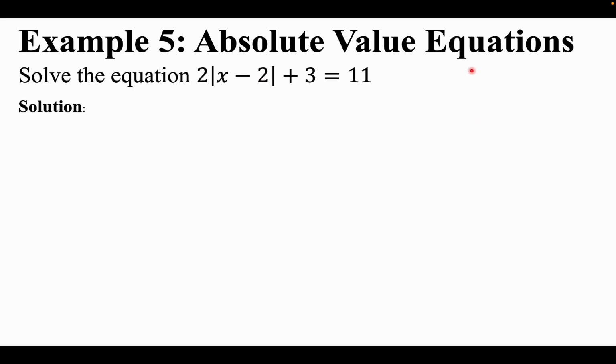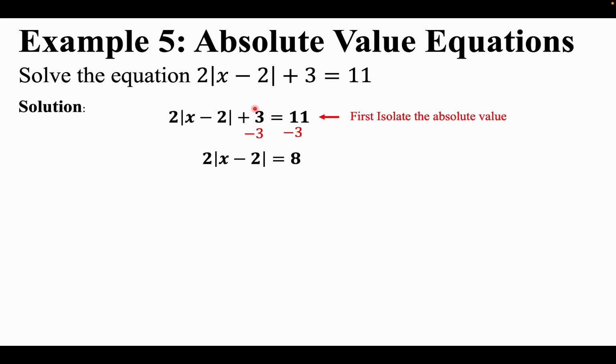Over here, let's do step 1. Let's isolate the absolute value. So first thing we're going to do is take away this 3. So we're going to subtract 3 on both ends. And let's get rid of this 2. Remember, we cannot distribute this. So we have to divide by 2. So if you divide by 2, you get absolute value of x minus 2 is equal to positive 4.